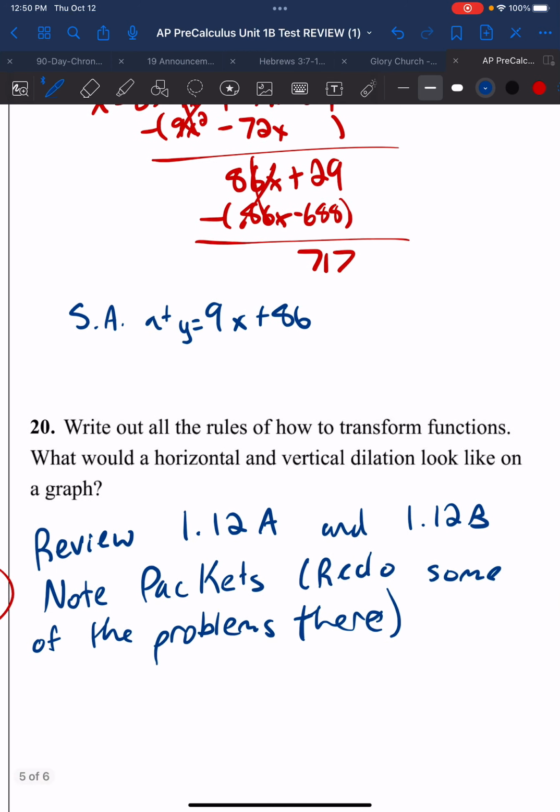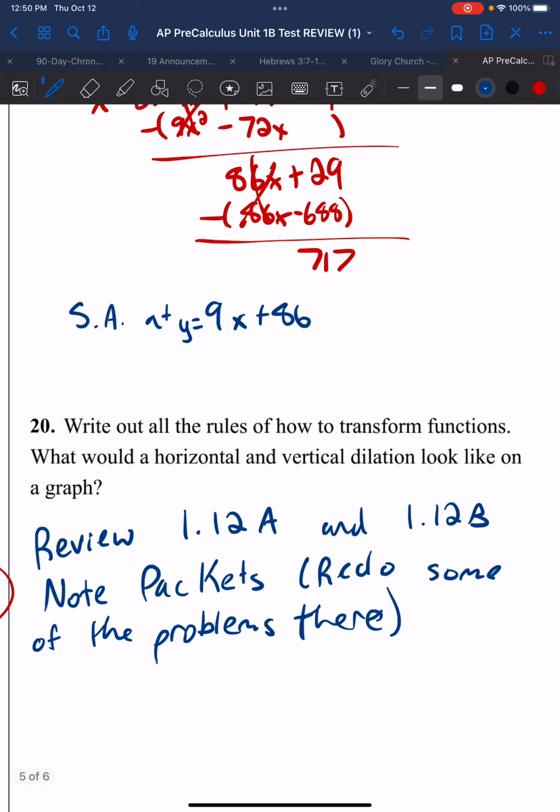And then for number 20, it's just going to be easier for you to go back and review 1.12 or 1.12a and 1.12b, the packets that have the transformations like up, down, left, right, flipping, then your stretch and shrink, your vertical and horizontal dilations. Go back and review those packets and the rules. Remember I had you write a table on the back of those, so just go back and review those.